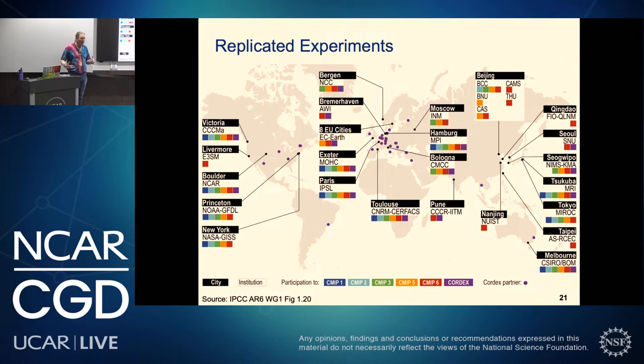And my argument in the book is this is absolutely fundamental to how we understand the strengths and weaknesses of the models. You couldn't do what you do today, certainly in pulling together the IPCC reports and making sense of all of these physical processes, without these massive coordinated experiments.